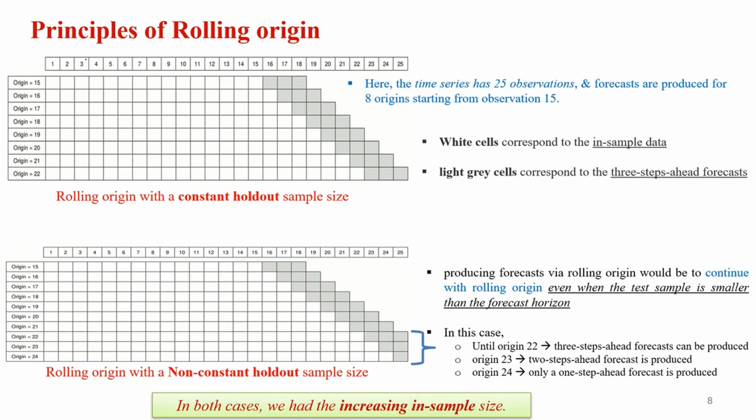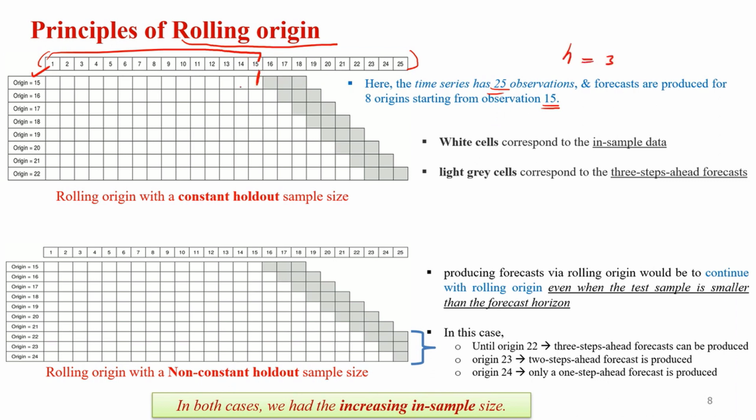Let's say we have these 25 observations, the total 25 observations we have. What we have done is we consider out of these 25, 15 observations as the training data set, or in sample. Like from here to here, these are the white colored boxes. And because we are using the rolling origin approach, the first origin is going to be 15. So this is my origin, and my forecast horizon is 3 periods ahead.